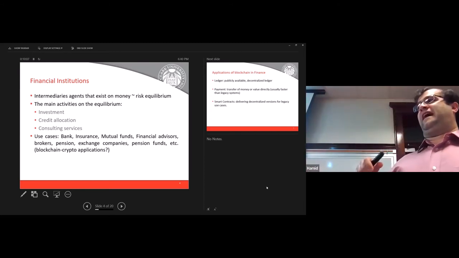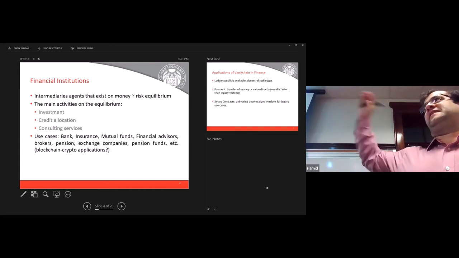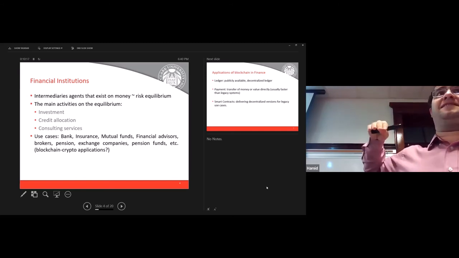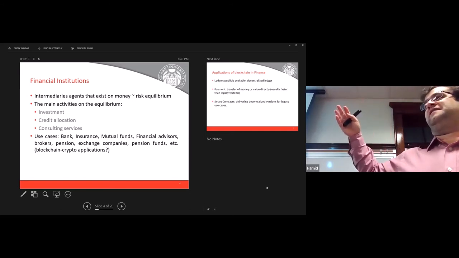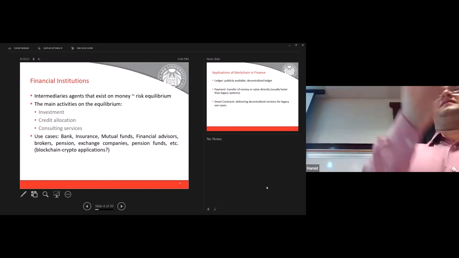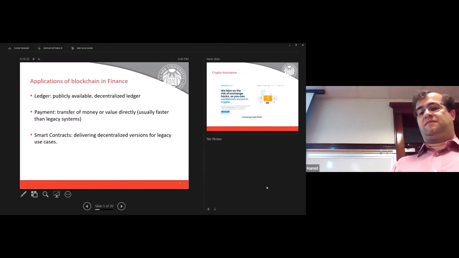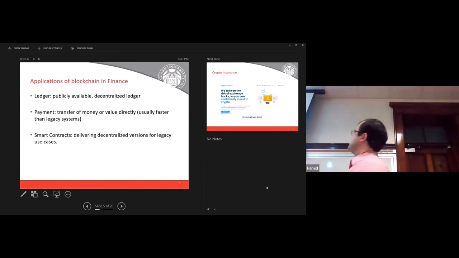Why did I do that? I didn't want to sell my crypto because I bought it at a very low price. If I wanted to sell at the high price, I would have to pay a lot of tax. But instead of paying tax, I used a banking company to get a loan. So these are the general applications of blockchain in finance.